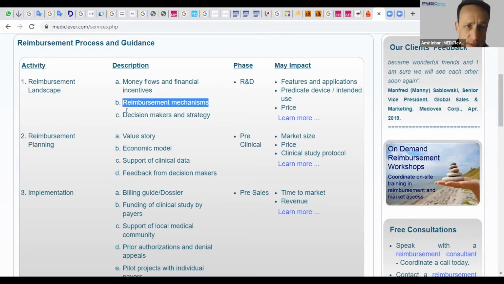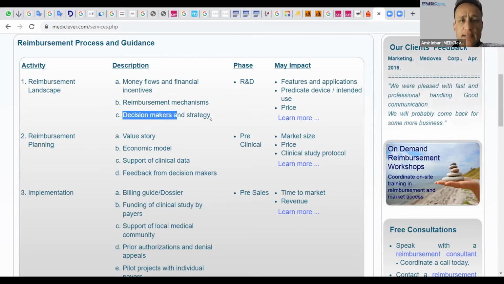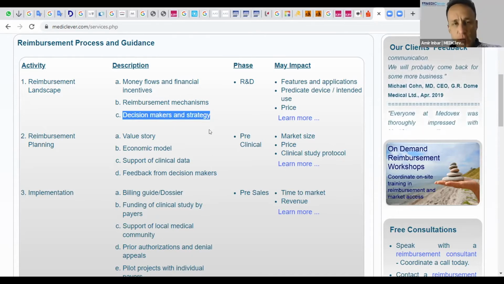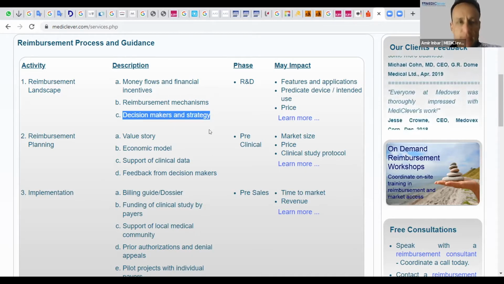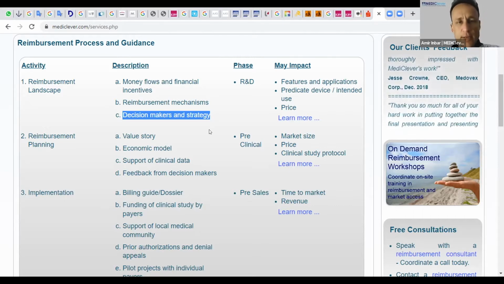The derivative of this work, or the final part of our reimbursement landscape activity, is to understand who would be the decision makers we would have to work with or convince to provide funding or reimburse your product.